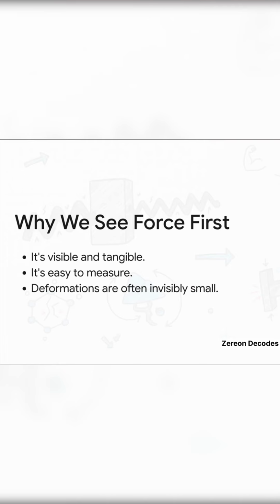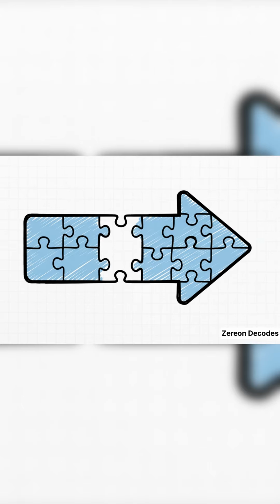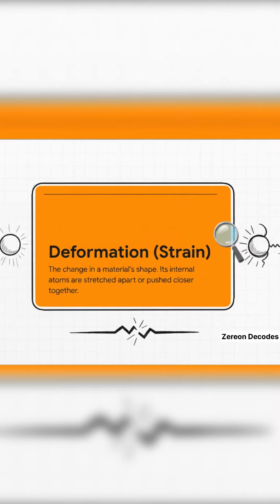And it's a natural way to think. Force is obvious. Deformation? That's way more subtle. And that change is real. You just need special instruments to actually measure it. To really get it, we have to look past the force to what's actually happening inside. So what does the material itself actually feel? It feels deformation, a real physical change in its shape, right down at the atomic level.